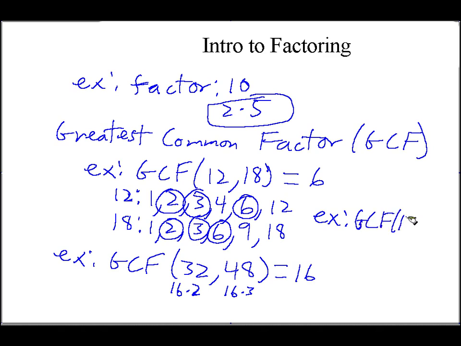GCF of 13 and 19. Okay. Well, the only factors of 13 and 19 are what? The only thing they have in common is what? Well, it's going to be 1, right? So can we see that?